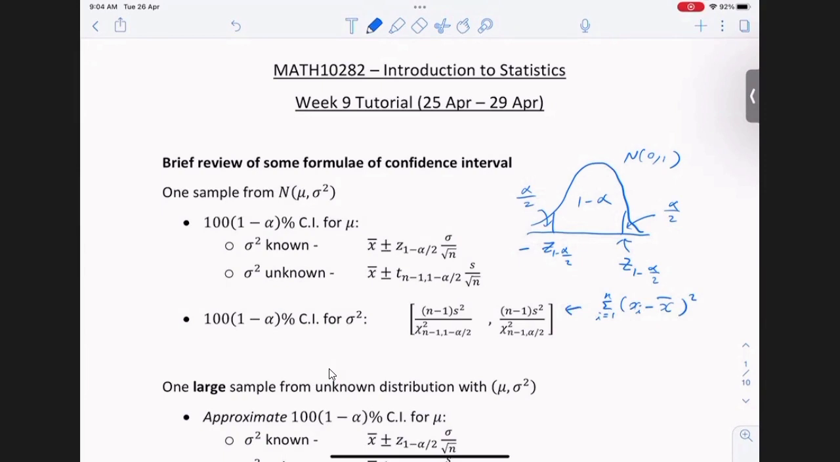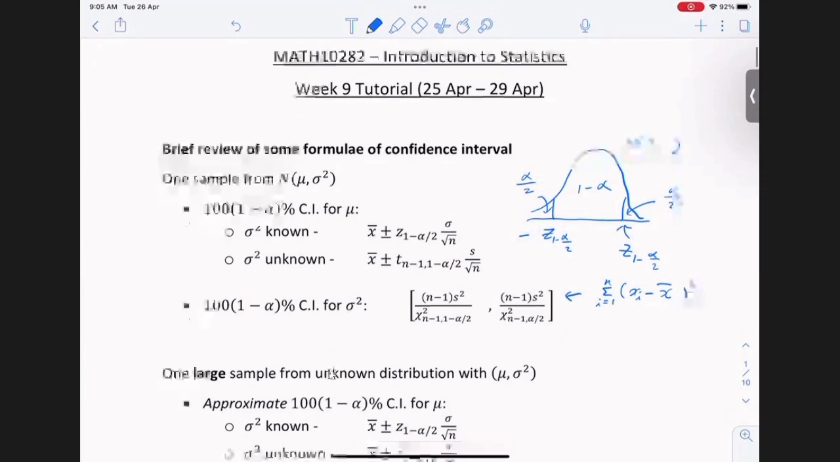In the lower boundary and the upper boundary of this confidence interval, we have the same numerator, but the denominators are obtained from the chi-square distribution table or by using R. We also have the degree of freedom here, given by the sample size minus 1. So this is the scenario when you have a single sample drawn from a normal distribution.